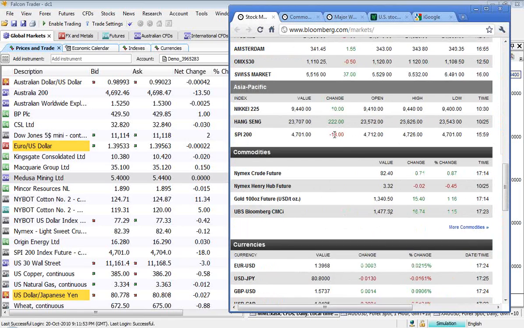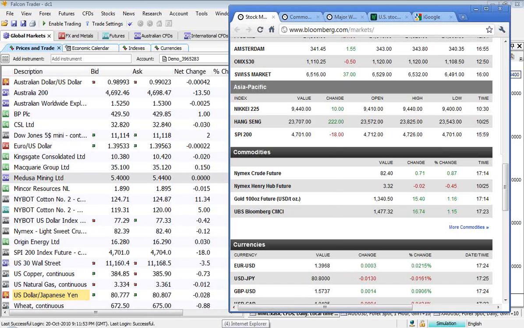The futures figure for today, we'll see a little bit of an up and down day here, or not too much upside. Hang Seng is looking like it'll be up 222, and the Nikkei up 10.